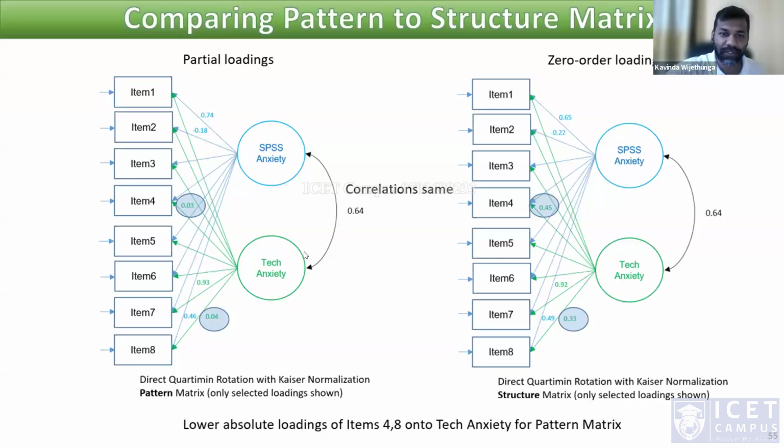Let's try the structure matrix and the pattern matrix. In the structure matrix, these are the values. In the pattern matrix, these are the values. Right? Yeah, that's enough actually. Then there are some other methods as well, right?